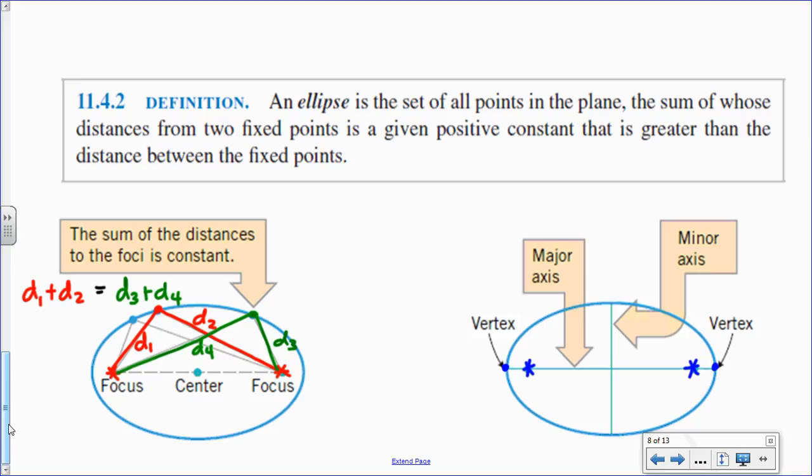The minor axis is the shorter one. These points are not called vertices. There's no special name, so they're just called endpoints of the minor axis. We will look into more detail with ellipses in Section 7.2. So we just talked about the definition and started talking about some of the parts.